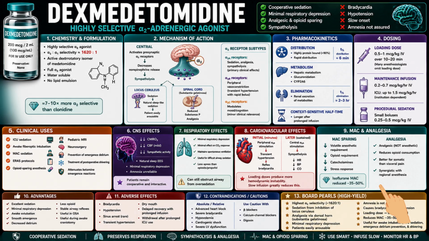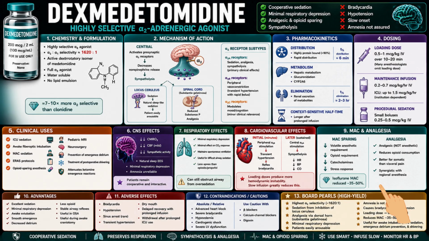Opioid-sparing. Dexmedetomidine reduces intraoperative opioid requirements, reduces postoperative pain scores, reduces postoperative opioid consumption. Analgesic properties. Dexmedetomidine is analgesic but not anesthetic, an important distinction. It provides meaningful analgesia, particularly for somatic pain, through the spinal cord mechanism, reduction of substance P in the dorsal horn. It is synergistic with regional anesthesia, enhancing the quality and duration of nerve blocks when added to local anesthetic solutions or given IV perioperatively.